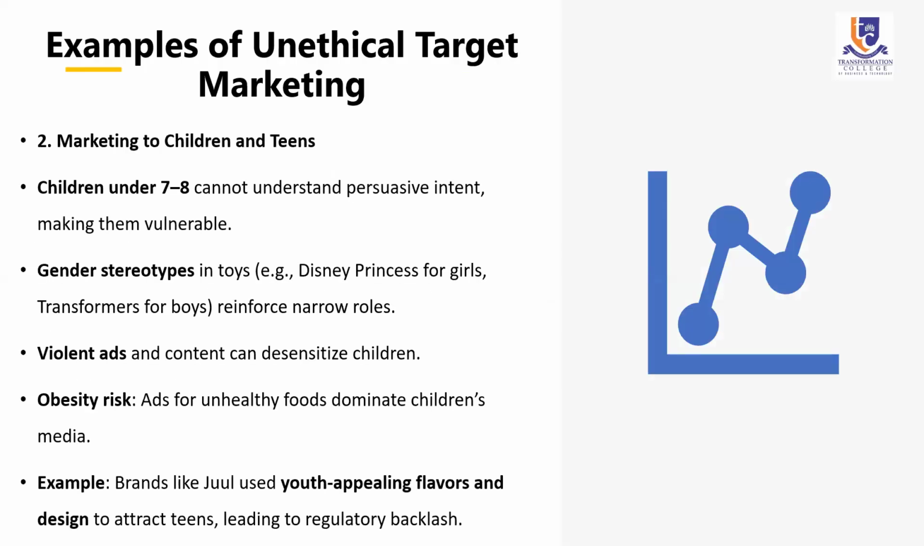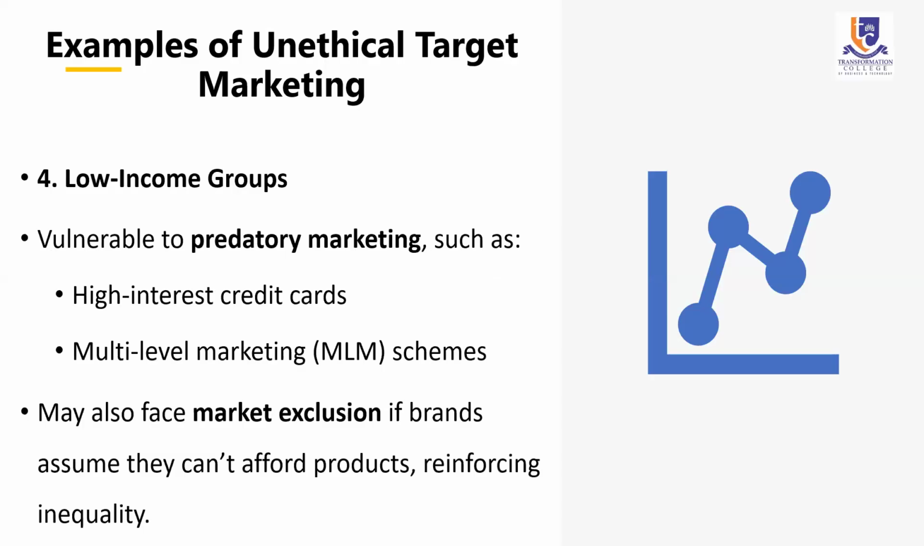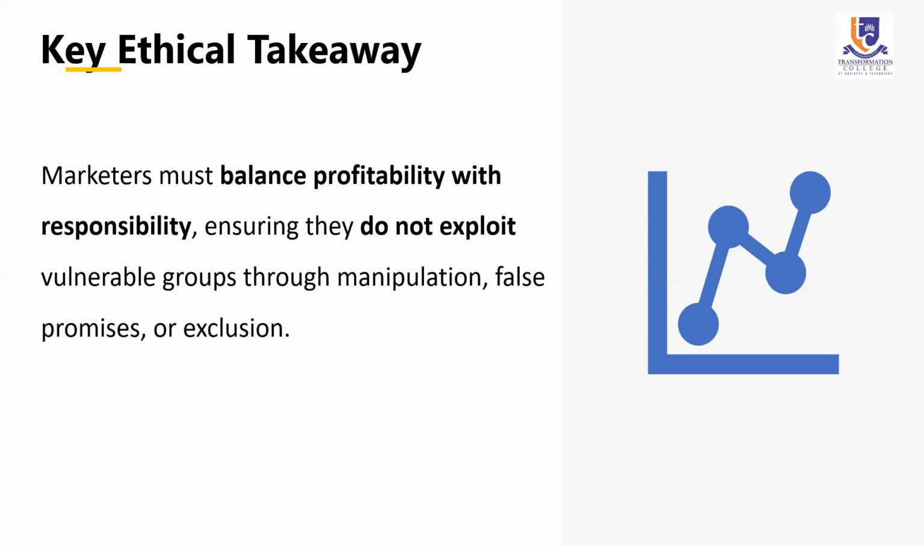Children under age 7 to 8 cannot make their own decisions. So you then use various types of marketing to dissuade them, to confuse them, because you know that they are vulnerable and can't make their own decisions, and you want to exploit that. This also applies to marketing to the elderly, targeting them with health products, as I mentioned before. With COVID-19, people used particular products so that you don't get COVID, which were not tested and trusted. These are some of the examples that we have.